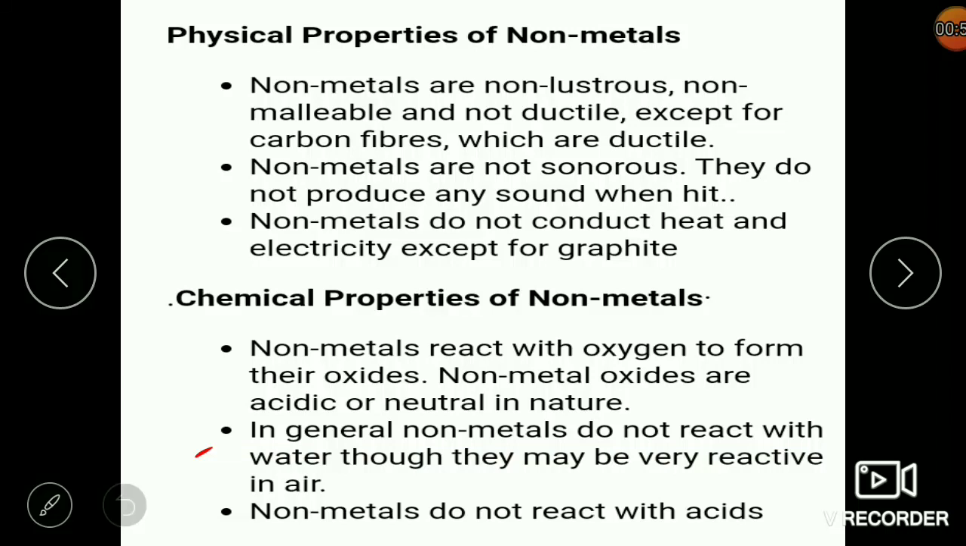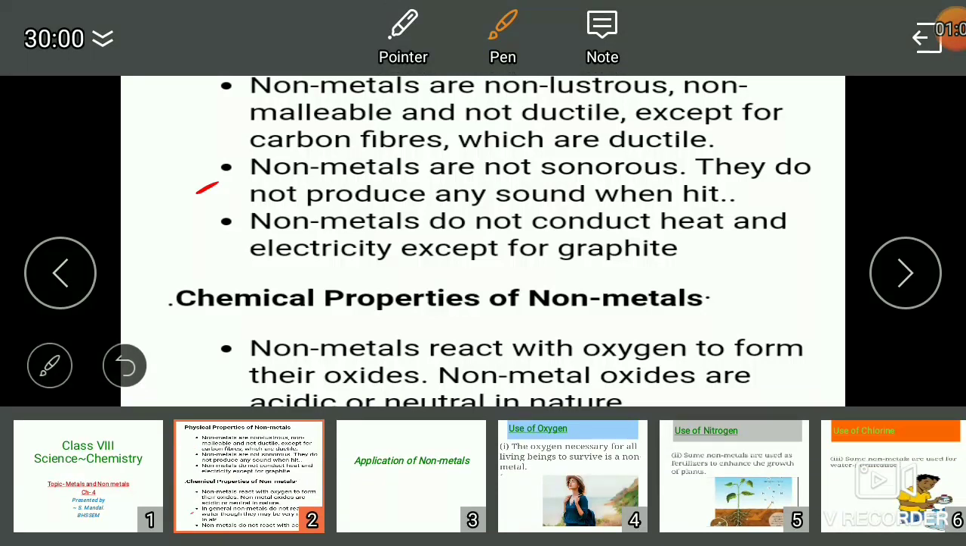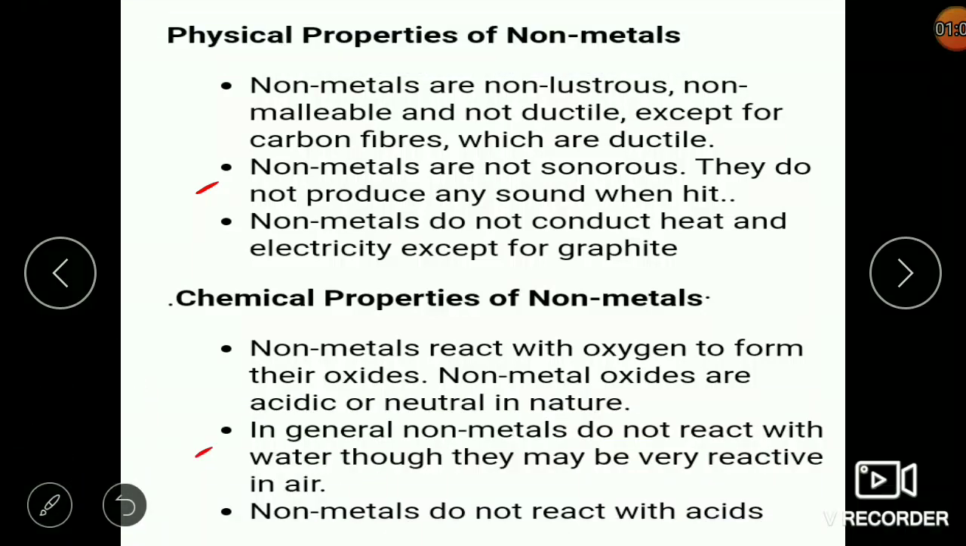Non-metals are non-sonorous. They do not produce any ringing sound when struck against any hard or tough substance. Non-metals do not conduct heat and electricity. What is the exception? The exception is graphite. Graphite is a good conductor of electricity and hence is used in batteries.